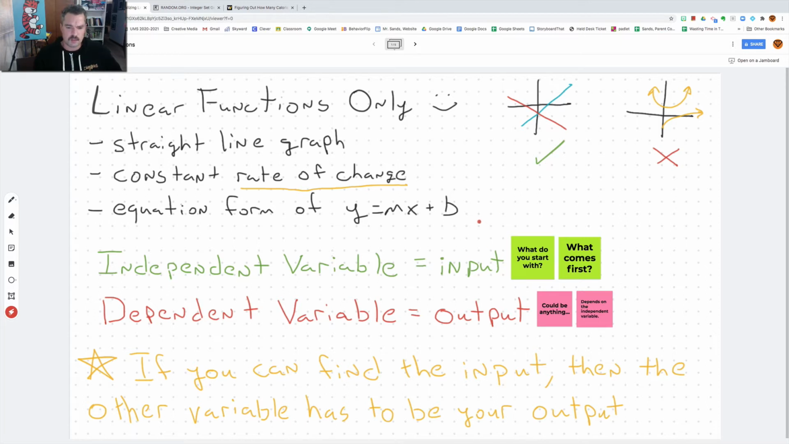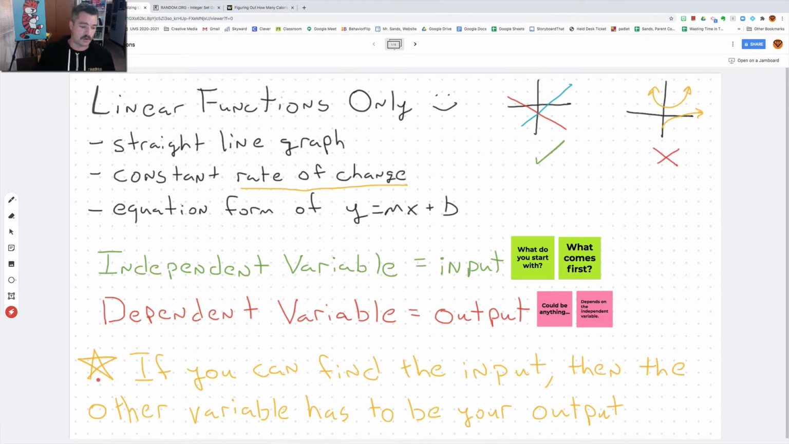Some other key terms that we need to know here. We're going to be dealing with something called the independent variable. We've been referring to it as input, but they are the same thing. So the independent variable is the input. It's what you start with first, or what comes first. Then you're also going to have to figure out the dependent variable. Well, the dependent variable is going to be the output. So if independent variable is input, in, then dependent is going to be out. If you can figure out one, then you can figure out the other.